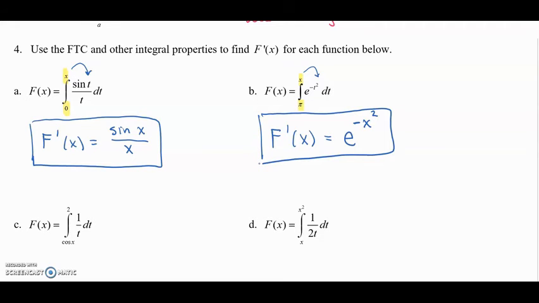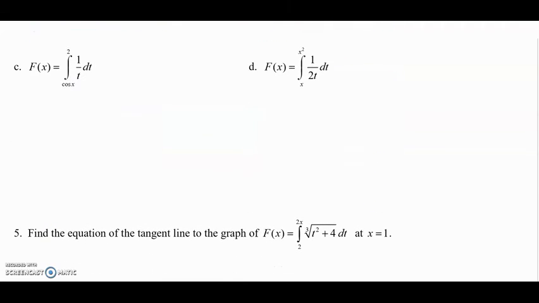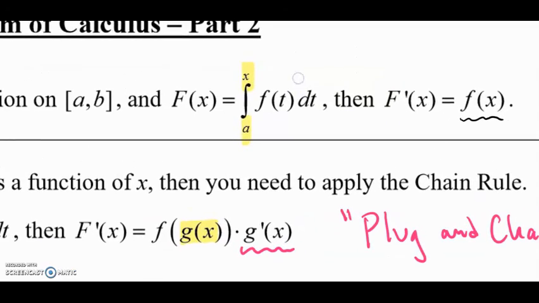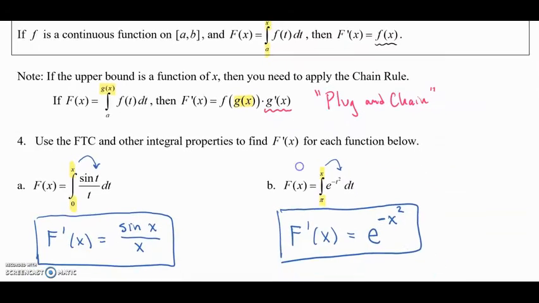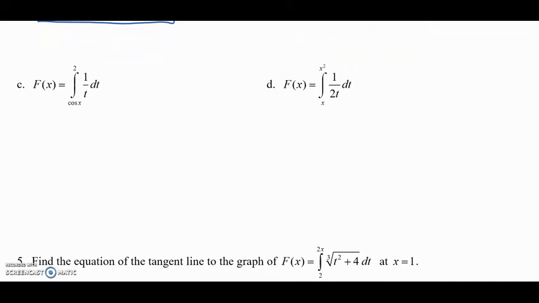All right, they're not all that easy. Let's look at C and D. We've got the integral from cosine of x to 2 of 1 over t dt. A couple things. First off, the form. This is why we learn the form. The form is from a to x, or a to the function. So that's all right. This is why I said let's use some integral properties.